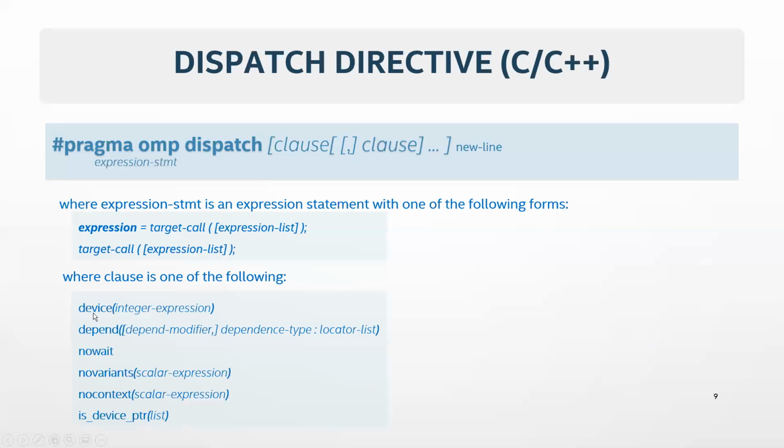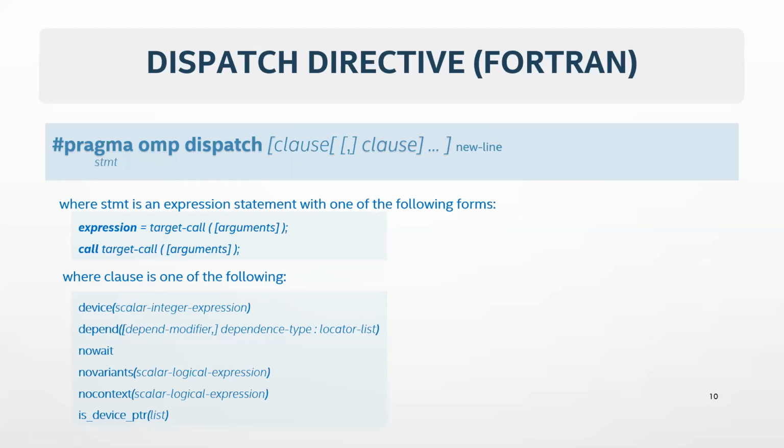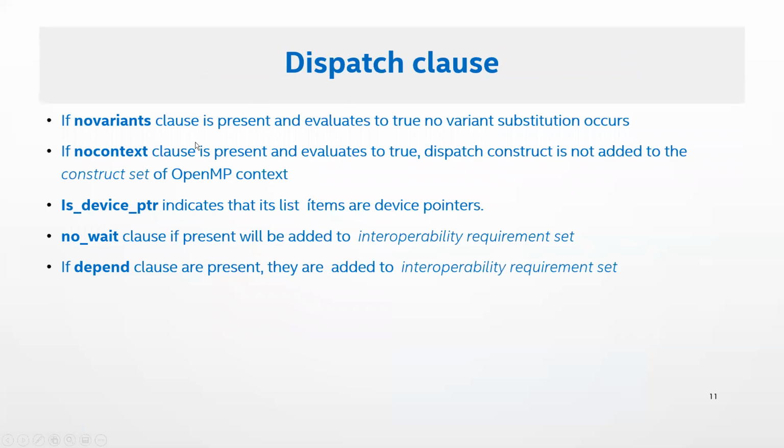So device is essentially saying which device you want. When you say use device pointer, you want that device pointer for that thing to translate that memory argument. Similarly in Fortran, you have the OMP dispatch, and same as C, you have all these clauses, except it's a call, a target call with arguments in Fortran.